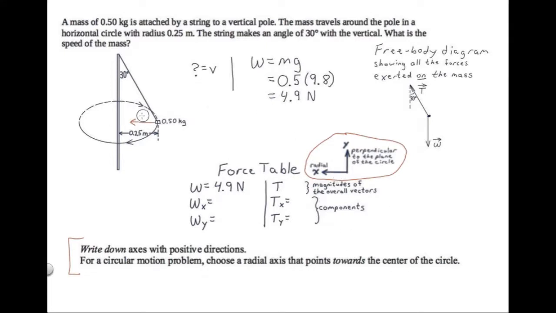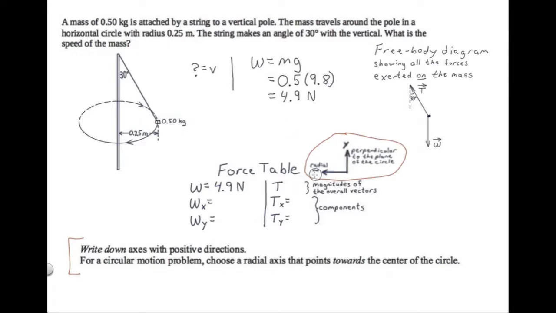Now, in this sketch, the object is represented as being at the far right of the circle, so the direction from this point that points towards the center of the circle is to the left. So here I've written down a radial axis that points to the left. So for this problem, the radial axis will be the x-axis. And then I've chosen a y-axis that points up.